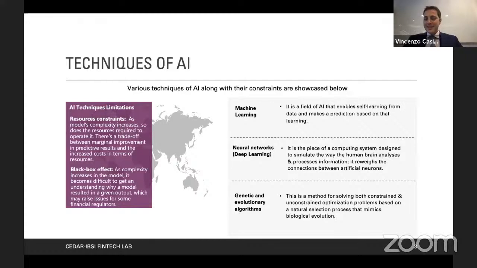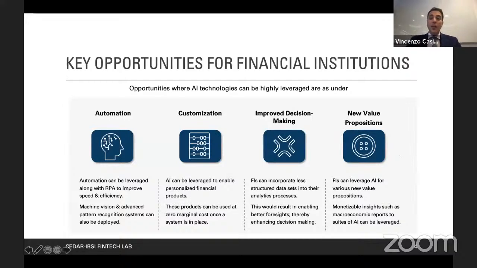Okay, so having said that, I am done with the academic introduction of the concepts of AI, and I will move ahead talking about the key opportunities for financial institutions. So opportunities where AI technologies can provide benefit can be basically classified into 4 clusters. Number 1, we have automation. Financial institutions can improve the speed and efficiency with which a process can be completed by reducing or altogether eliminating human intervention. This in turn reduces operational costs and may improve customer experience.